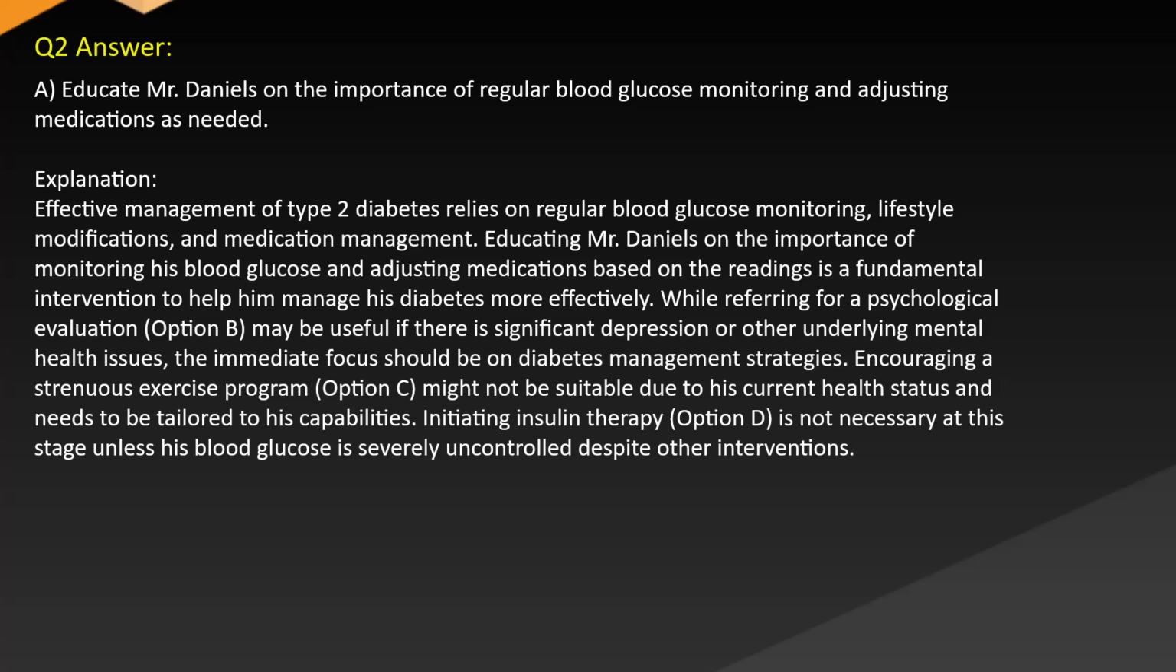Encouraging an exercise program, option C, might not be suitable due to his current health status and needs to be tailored to his capabilities. Initiating insulin therapy, option D, is not necessary at this stage unless his blood glucose is severely uncontrolled despite other interventions.